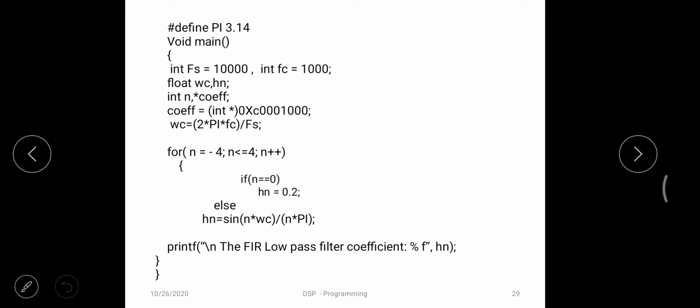So I am starting with the main function. So what are the inputs they gave to us? They gave two things, one is fs, another one is fc. So fc is nothing but 1 kilohertz, that is 1000 hertz, and fs is nothing but 10 kilohertz, that is nothing but 10,000 hertz. Now I should convert this hertz into radians. For that I need some other variable, that is nothing but omega c. So I am defining omega c as a float.